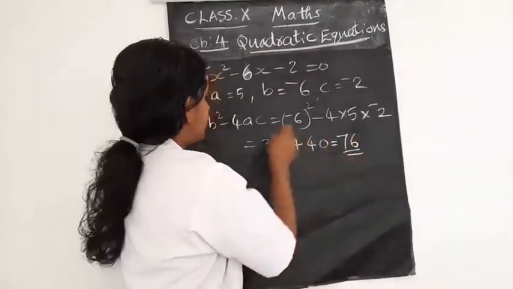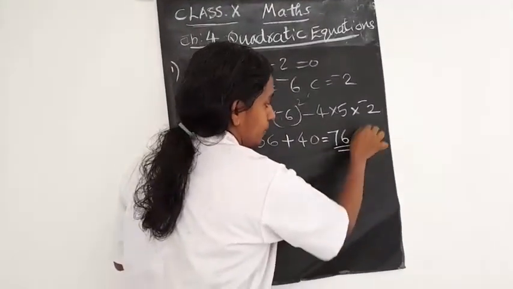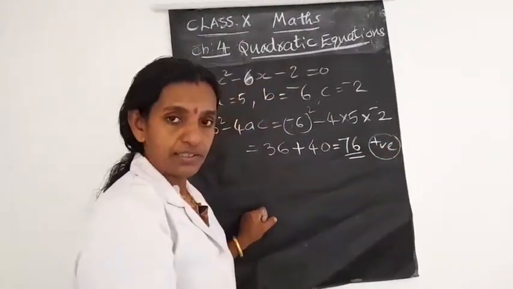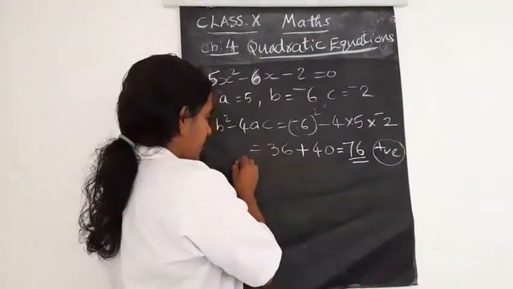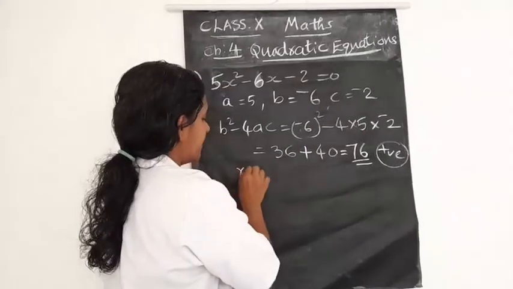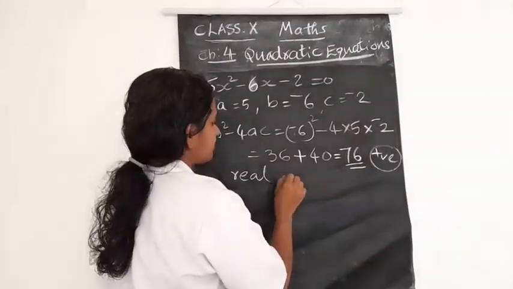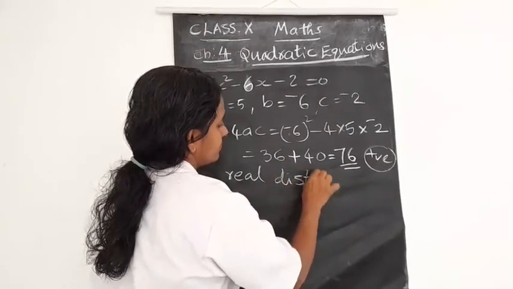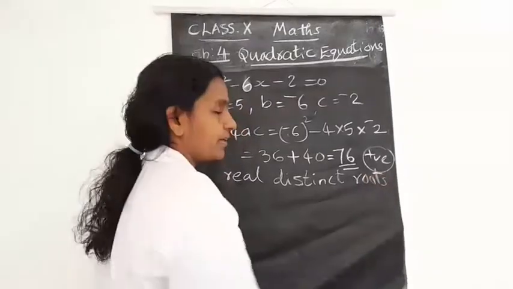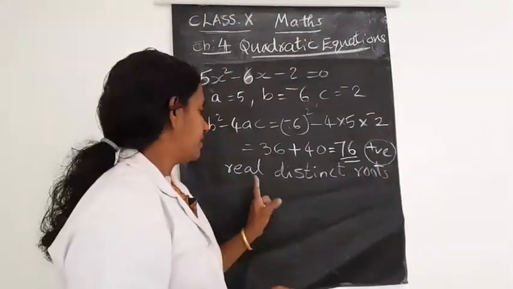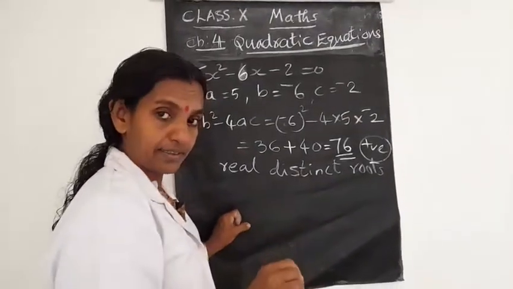Now we got b square minus 4ac. It is a positive number, no? Positive 76 you got. So what can we conclude? The given equation has real roots, two distinct real roots. So we can conclude that the given quadratic equation has real and distinct roots. Two real and distinct roots.